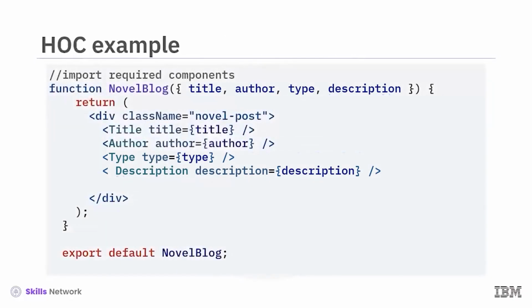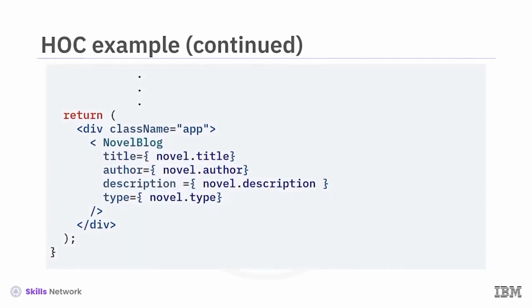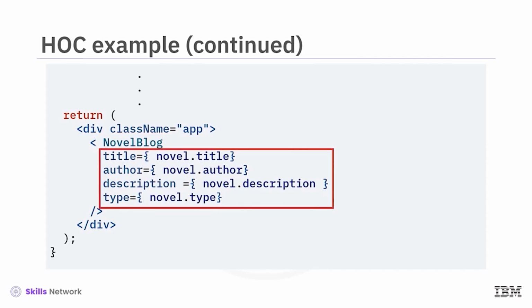Now let's look at the code for a higher order component. This component pulls in the other components to create a page containing all of the data and formatting. Note that each component we discussed gets imported: title, author, type, and description. You name the function novel blog, then take each imported component as the function's parameters. You return the component styled with appropriate HTML tags. This component is a function that takes components as its parameters and then returns a more complex component.